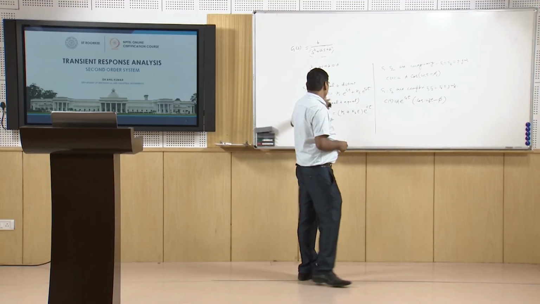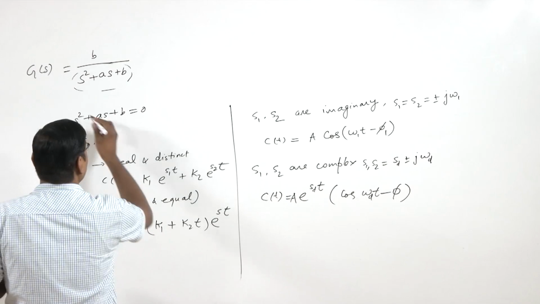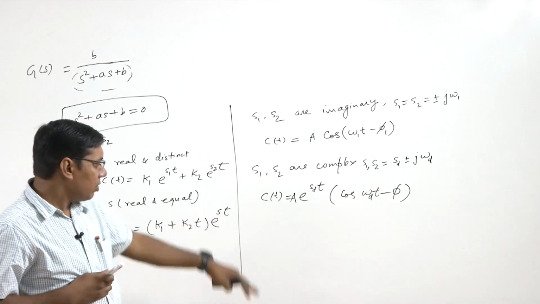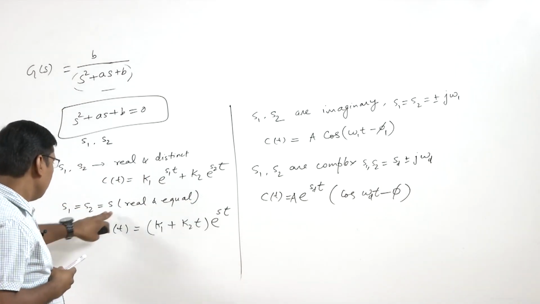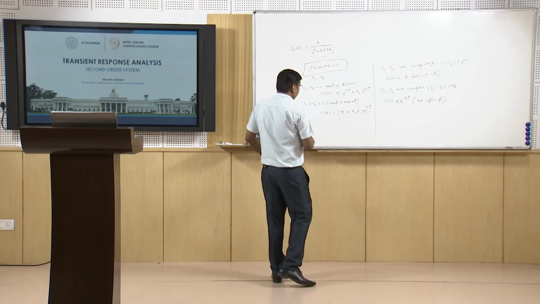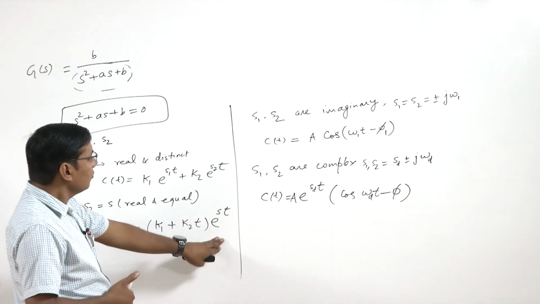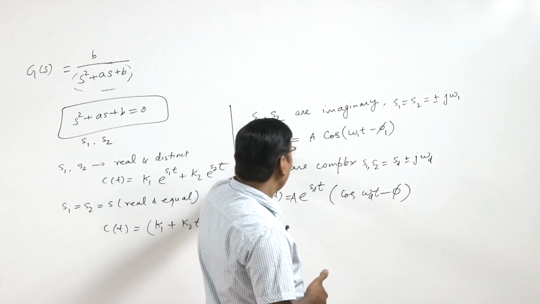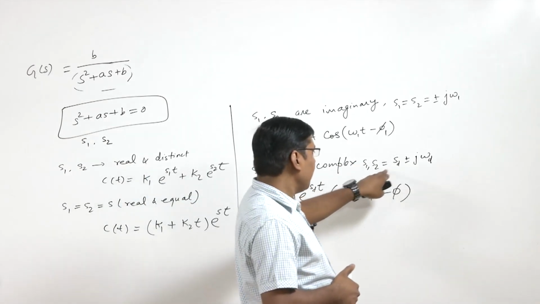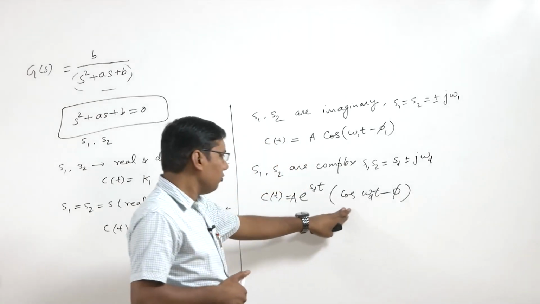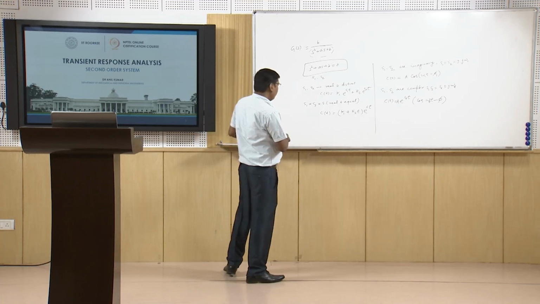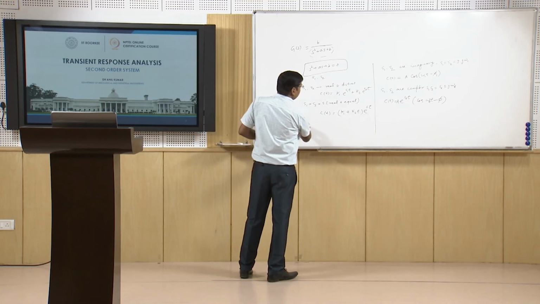So these are the four cases, because the roots of this equation can be real and distinct, so we get this solution. If the roots are equal and real, we get this solution. If they are imaginary, we get this harmonic response, and if they are complex, we get this type of response. Now we take this case.